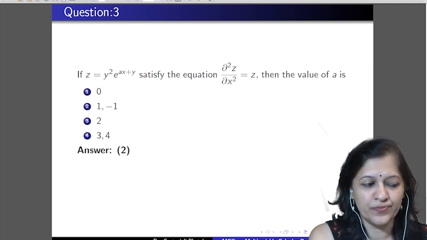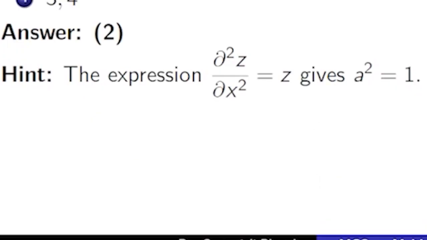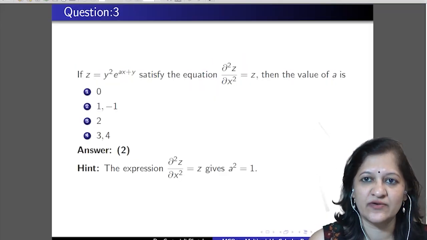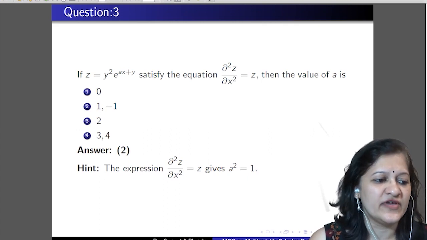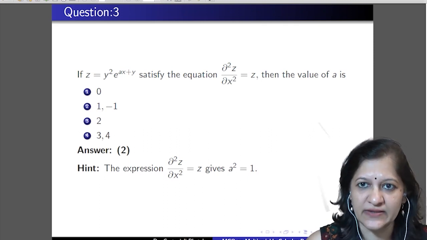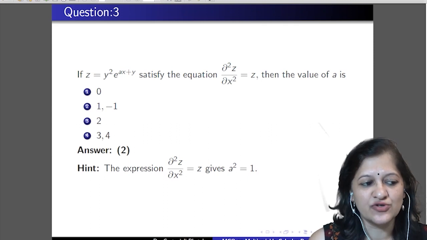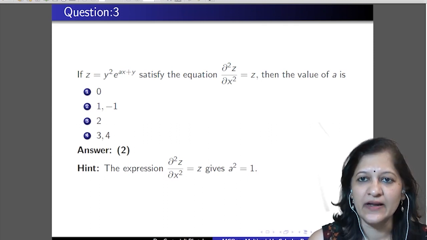The answer is 2. When you compare del 2z by del x square equal to z, then we get a square equal to 1. That means the possible values of a are plus 1 and minus 1.